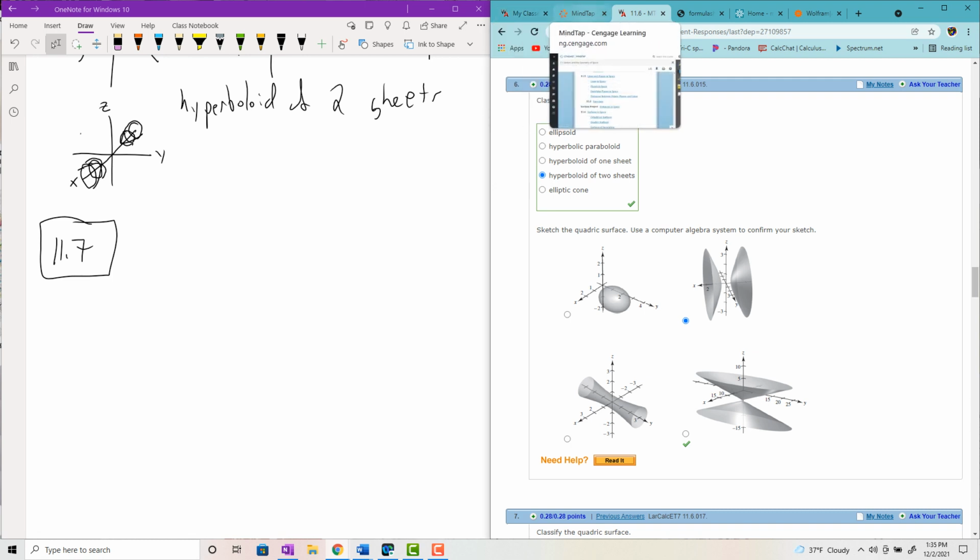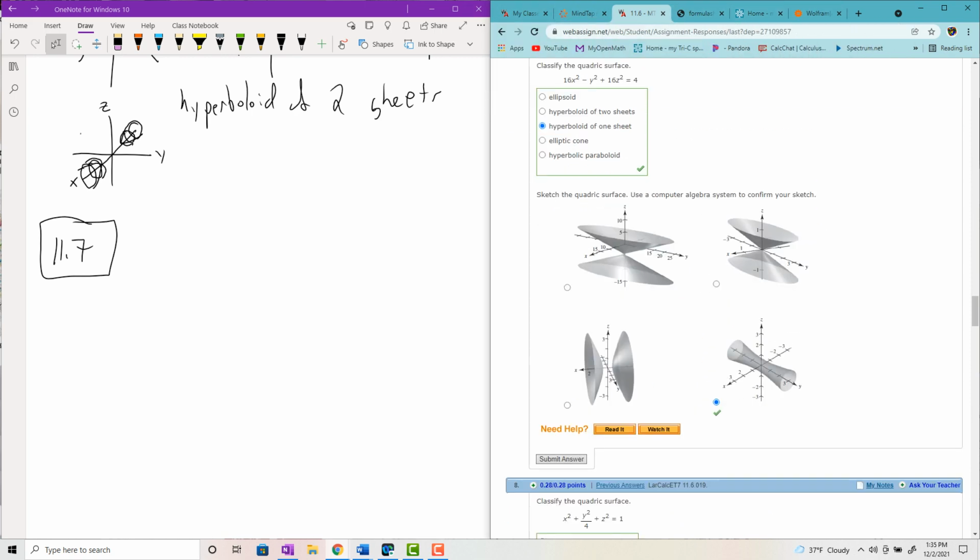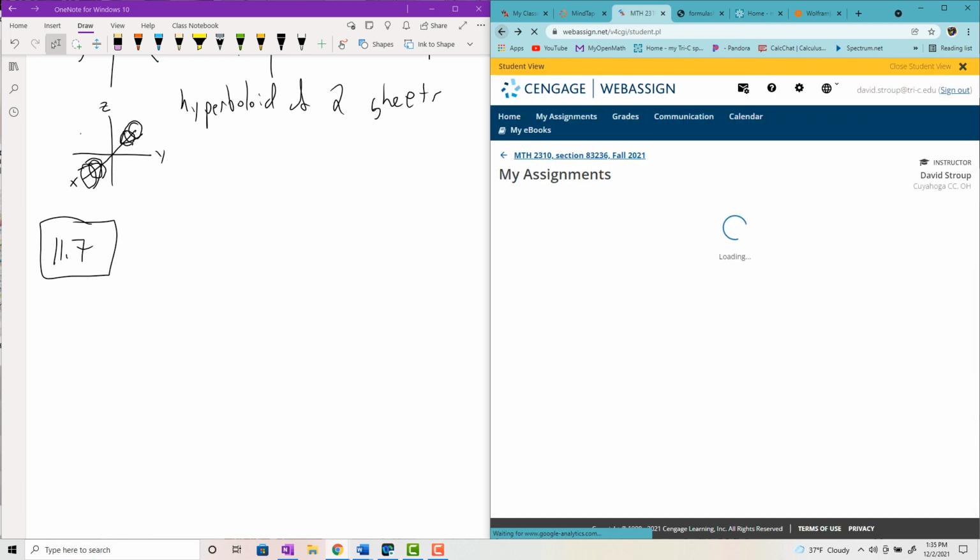But anyways, 11.7, I'm looking for the homework. I have 20 pages open and I can't find it. Okay, so it's in here somewhere.